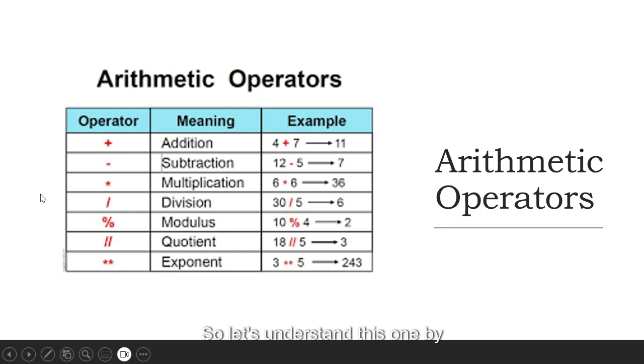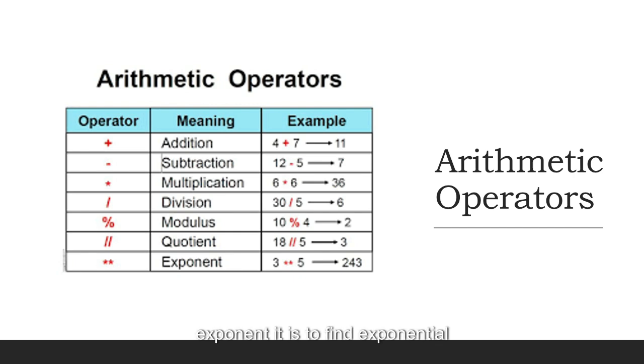So let's understand this one by one. First is the arithmetic operator. Arithmetic operators, we all understand, are addition, subtraction, multiplication, division, modulus, quotient, exponent. So how do they work? Of course, addition is to add two numbers or three numbers, add the values. Subtraction is to subtract. Multiplication is to multiply. Division is to divide. Modulus is to find the remainder. When we divide two numbers with each other, the result of that division is called the quotient.